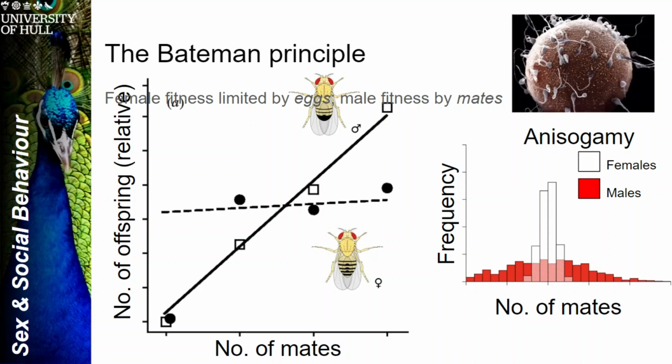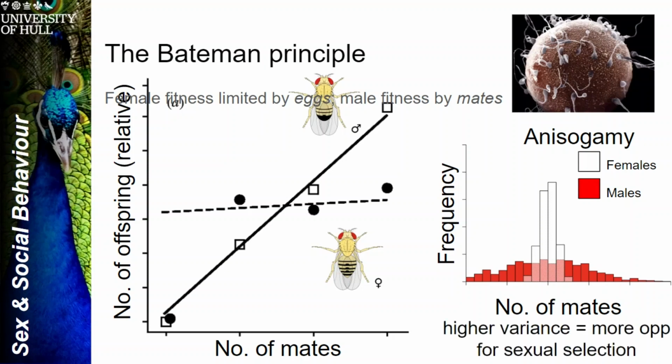There's much higher variance in male mating success, and therefore much higher variance in male reproductive success than females. So some males are superstars, and some males are complete losers, whereas females all tend to have similar amounts of offspring. That is the Bateman principle. That has a lot of knock-on effects, because the more variance you have in mating success, the more opportunity there is for sexual selection, as we will see.